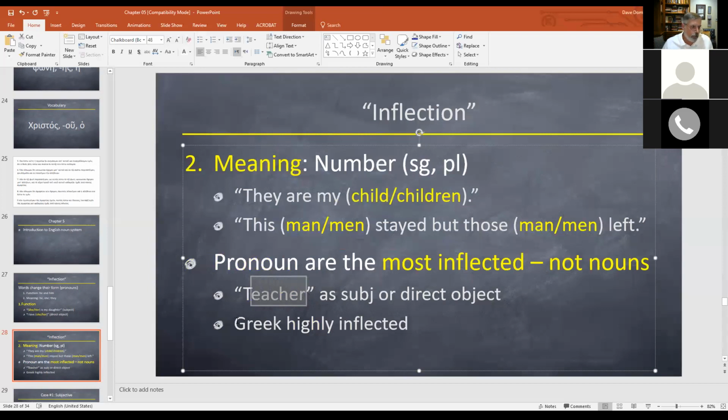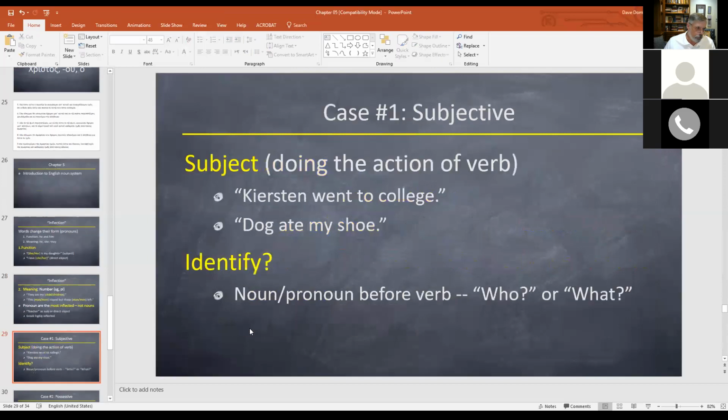But Greek is highly inflected. Like where we have different spellings for plural or singular, or we have pronouns like he, she, or it. But many of our nouns are not inflected. In Greek, all the nouns are inflected. Almost all, not all, are inflected. And there's a reason for that.